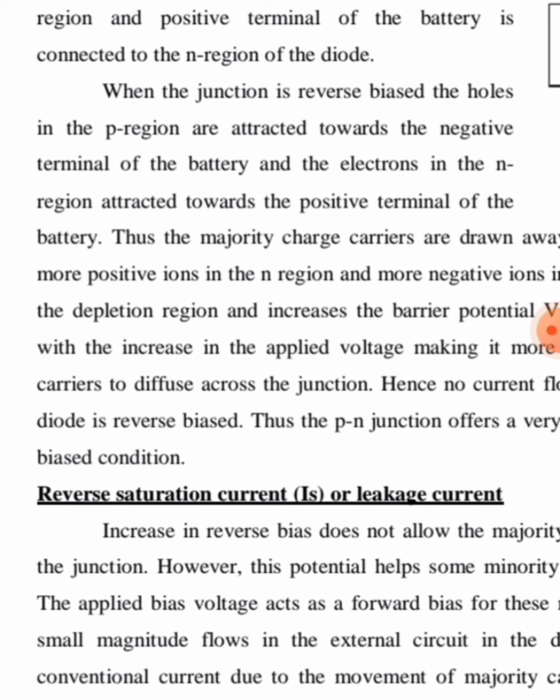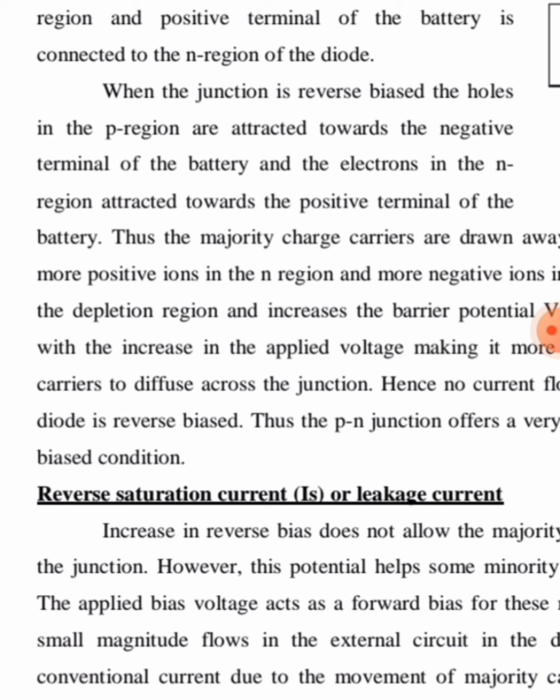The reverse biasing condition, whatever we are applying, that is P region is connected to negative terminal of the battery and N region is connected to positive terminal of the battery. And this reverse biasing condition will act like a forward biasing condition for the minority charge carriers which are present in the P region and N region. And we have also seen that during the forward biasing condition, the electrons will flow from N region to P region and through the outer circuit.